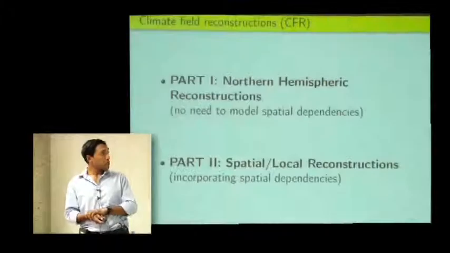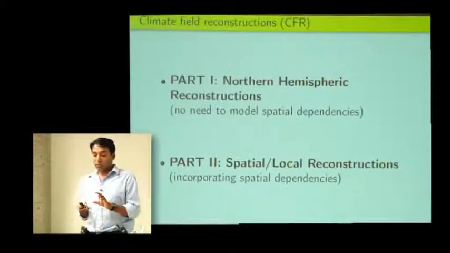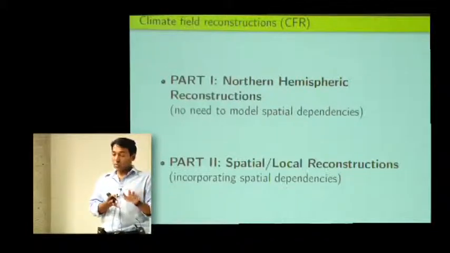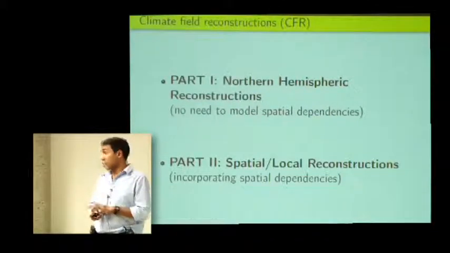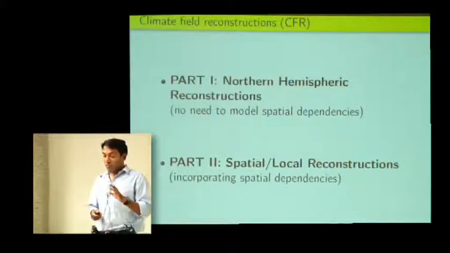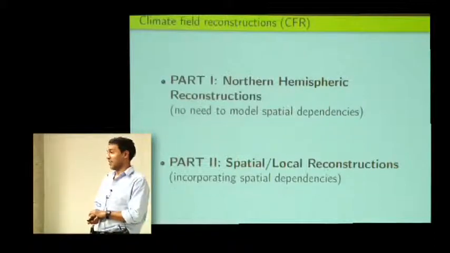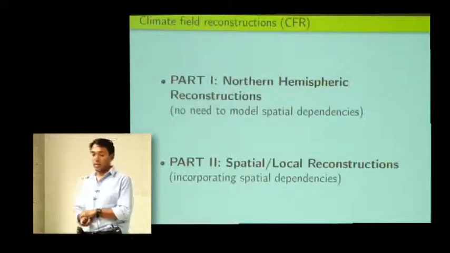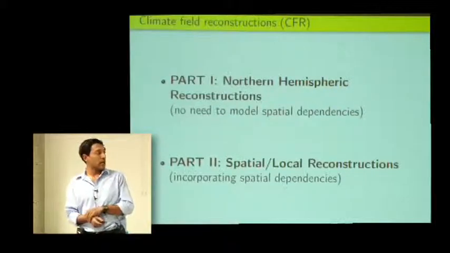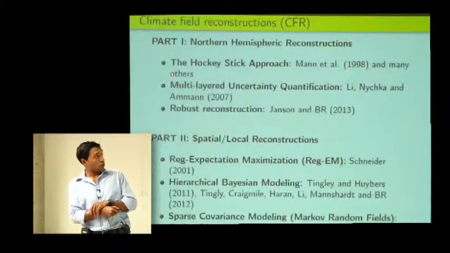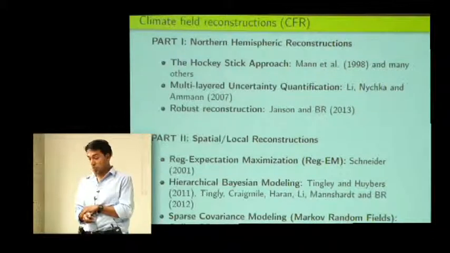Through that. Okay, so I divided the lectures, the three of them, into northern hemispheric reconstructions, so global reconstructions, and spatial or local reconstructions. And I said that I believe that the first one is significantly easier as compared to doing an entire reconstruction in space and time, not just only in time. So with the northern hemispheric reconstruction, I went through the hockey stick approach, the uncertainty quantification approach, and the robust reconstruction approach that we did.